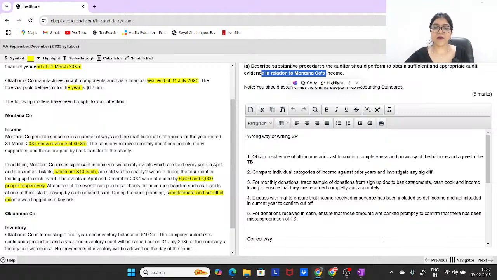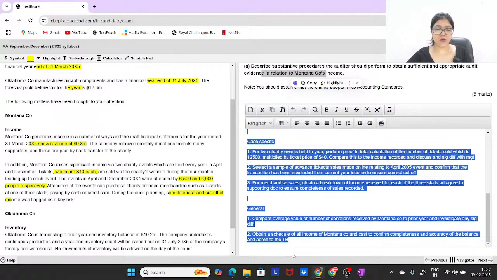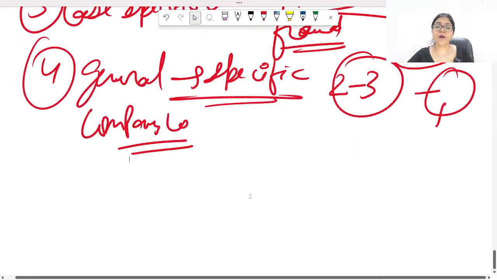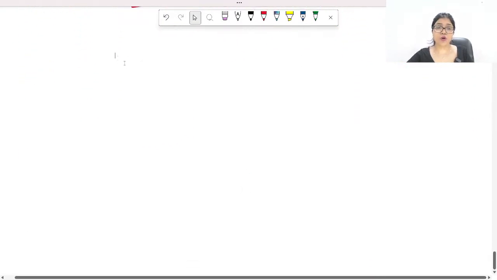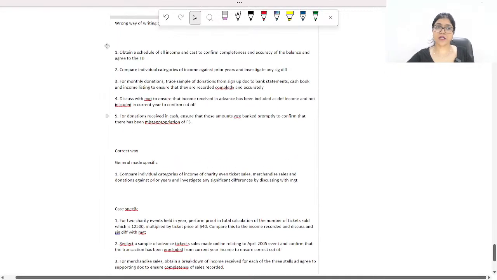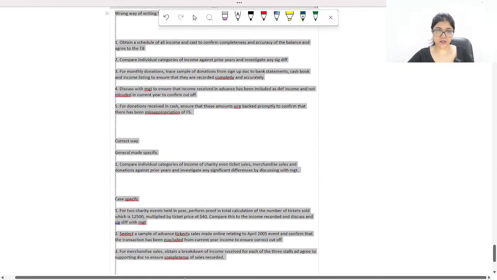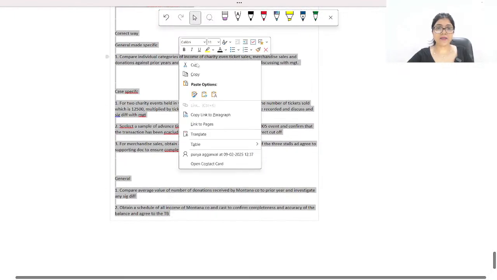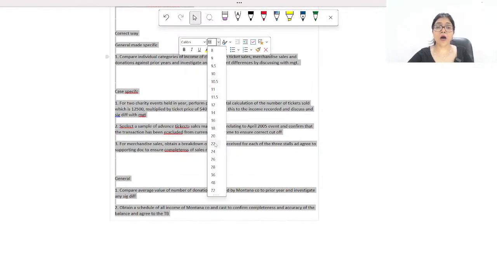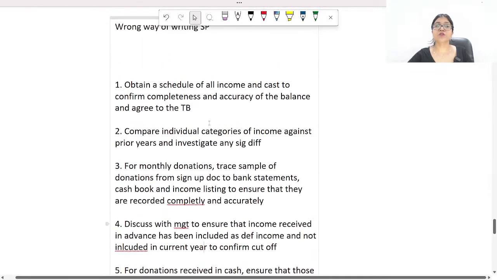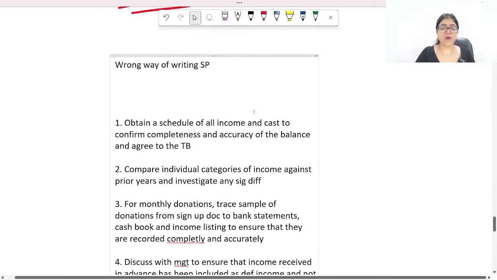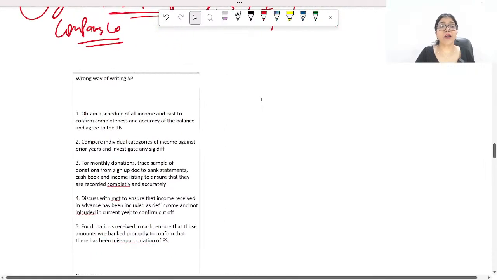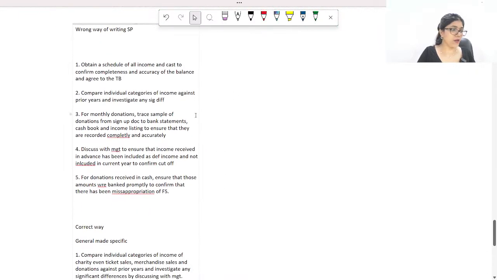Now what I have done is I have copy pasted the answer of one of my students who wrote this answer in the test that we conducted in the test series. Okay, and I will now let you know how it is wrong and what is the correct way by which we can better the answer basically.